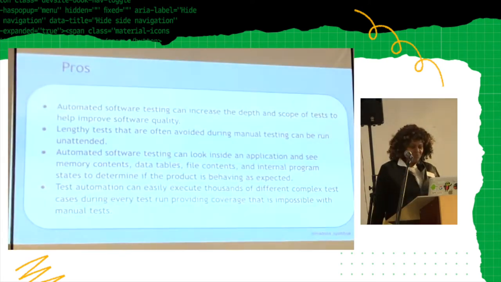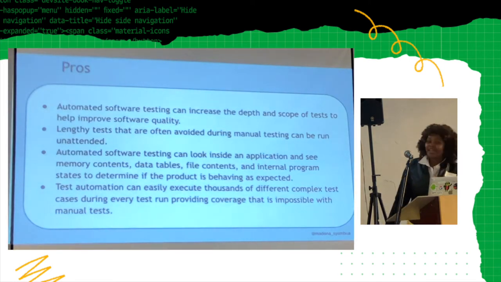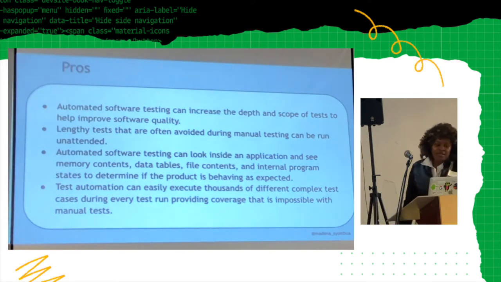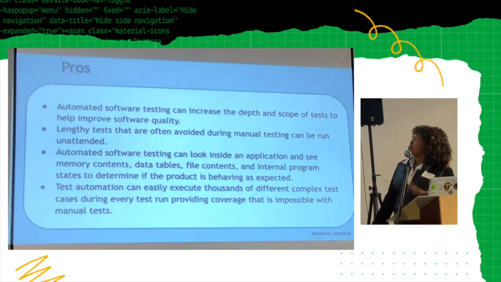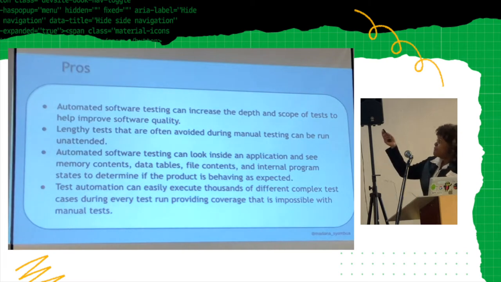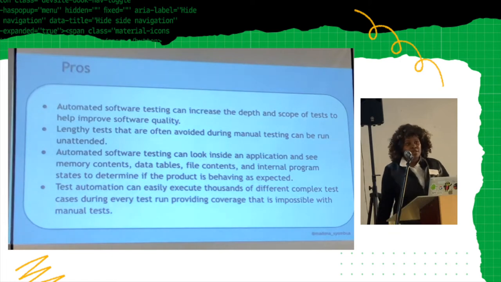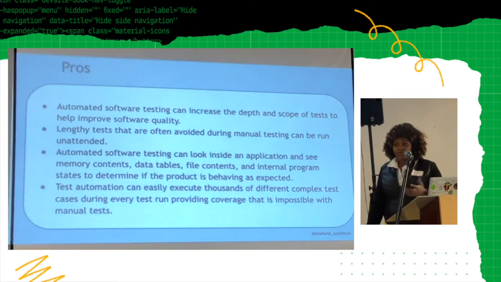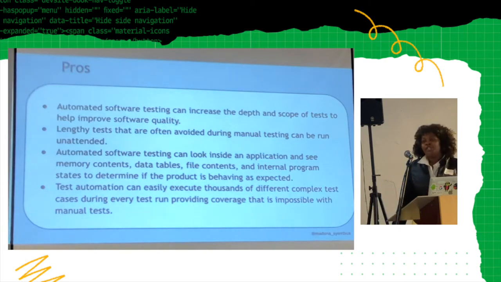Now, let's talk about the pros. I know that's a lot to consume, and I do give credits later on my slides. But as you can see here, the pros are, for instance, that automated software testing can increase the depth and the scope of tests to improve software quality. I've gone through a lot of bullet points here that I'm going to share later for anybody that wants to read into why it's important, if you're working in a team that doesn't do it, so that you can see if you can lobby, I'm going to use the word lobby again, for getting this into your system, because I feel like it's good.